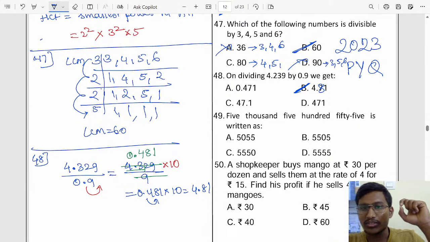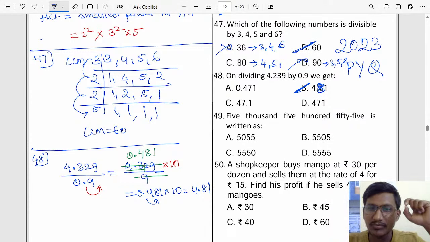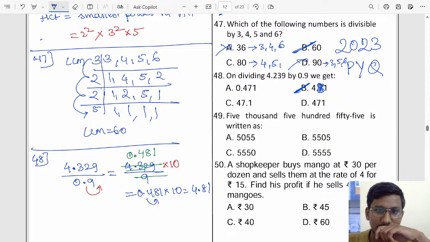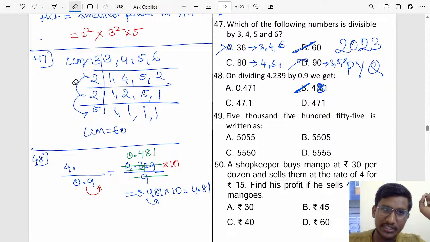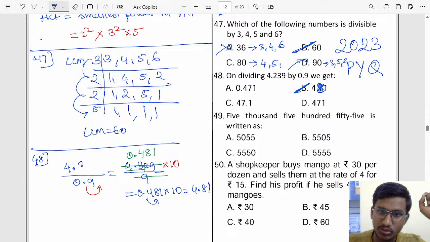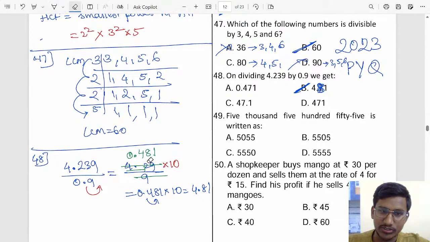Okay, so you make it as 8. Got it? Oh, I missed it. Okay, so that is why it got wrong. So 4.239 it is, 4.239. Okay, good. Just a minute.